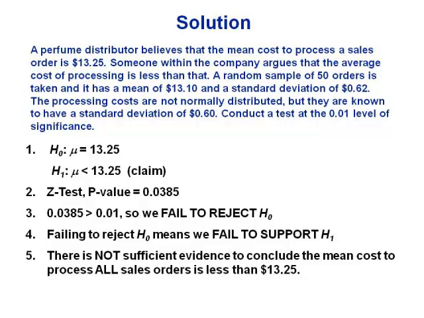Your p-value is 0.0385. It would depend what your cutoff was here. We're supposed to have a level of significance of 0.01, and 3.85% is more than 1%. So this is a case where we fail to reject. That's not small enough to reject. So we fail to reject the null, which means we fail to support the alternative. When the word fail is in there, that means you do not have sufficient evidence to conclude that the mean for all of the orders would be less than 13.25.